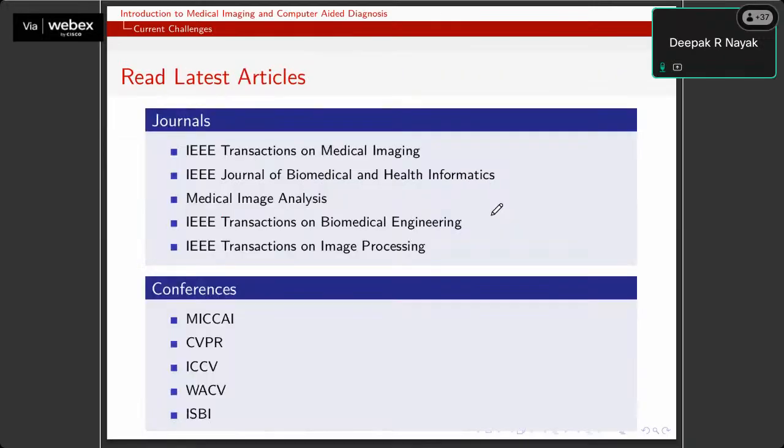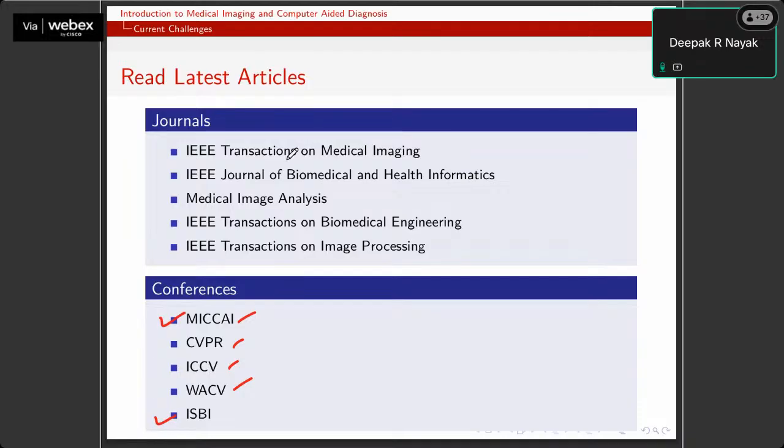Okay. So yes, here are some of the conferences. Why am I giving more importance to the conferences? You'll mostly get advancements in the field of medical imaging in conferences, especially MICCAI and ISBI. Those are dedicated conferences for medical imaging, and CVPR and ICCV are top-tier computer vision conferences. But you will also get a few papers in CVPR, ICCV, and WACV, and these are very important.